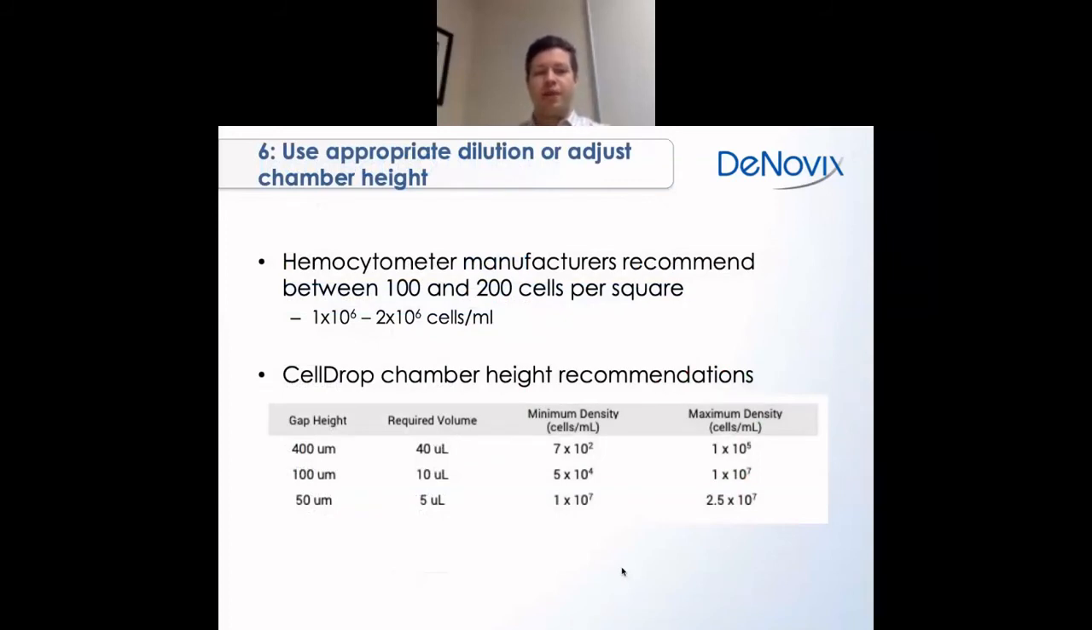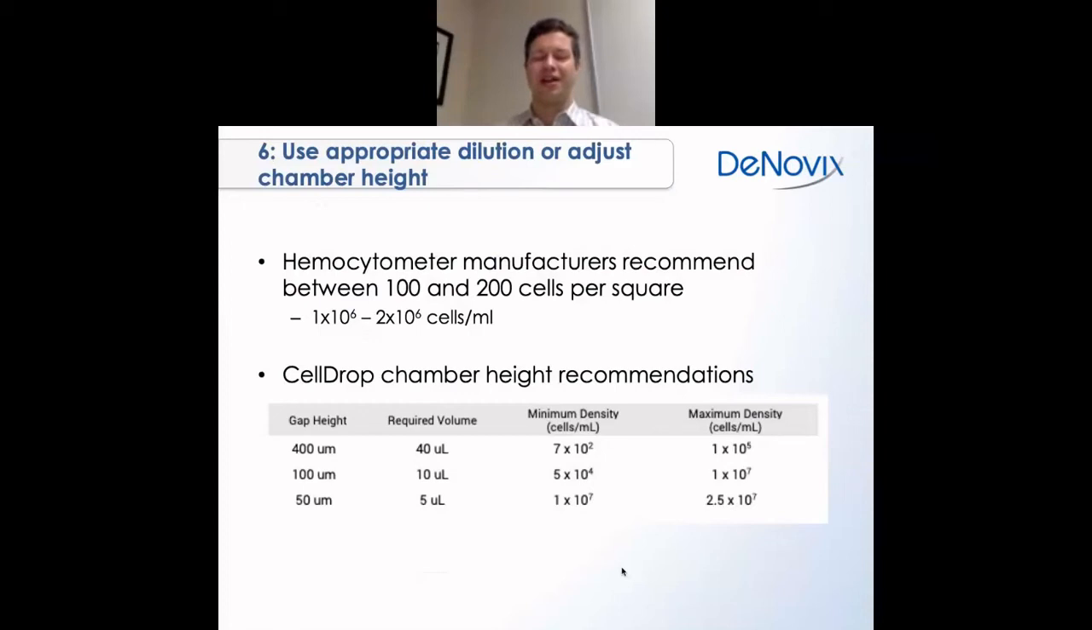Okay, tip number 6, using the appropriate dilution, or in the case of a cell drop where we have adjustable chamber heights, being able to adjust the chamber height properly. Hemocytometer manufacturers recommend between 100 and 200 cells in a 1 by 1 millimeter square. I didn't know that until I looked it up for this presentation. I don't think anybody follows that recommendation. But of course, it is important to make sure that you don't have 2 cells per square or 2,000 cells per square.